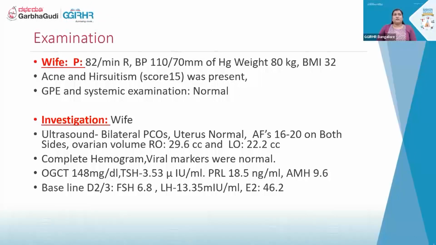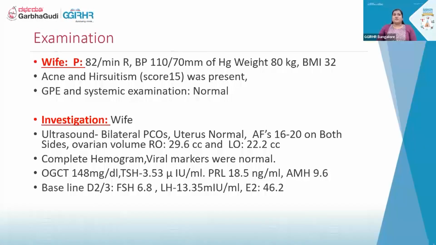Examination of the wife: the general physical examination was okay, except that BMI was 32, and acne and hirsutism were noted. Investigations: on ultrasound, with the history itself, we suspected bilateral polycystic ovaries, and it was confirmed by ultrasound. And see the AFCs. There are around 16 to 20 follicles on both sides with very massive ovaries. Around 30 cc was the volume of the right ovary, and left ovary was around 20 cc.